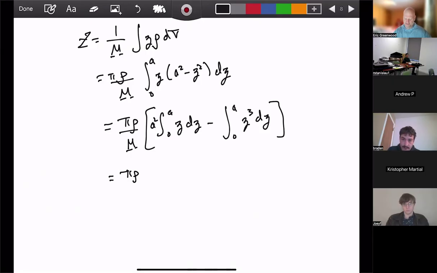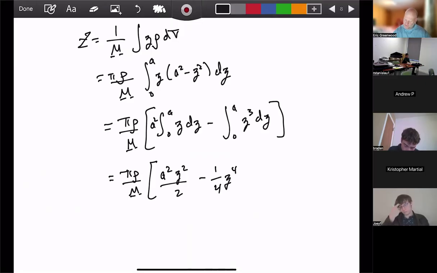B squared with B it, squared over 2. Good. z squared over 2. So that guy's going to become equal to a squared, z squared over 2. And what's the integral of z cubed dz? B to the fourth divided by 4. Good. So 1/4 z to the fourth, all evaluated from 0 to a. Right? So I've evaluated 0. Of course, everything is 0. So this guy's just going to become pi rho m.